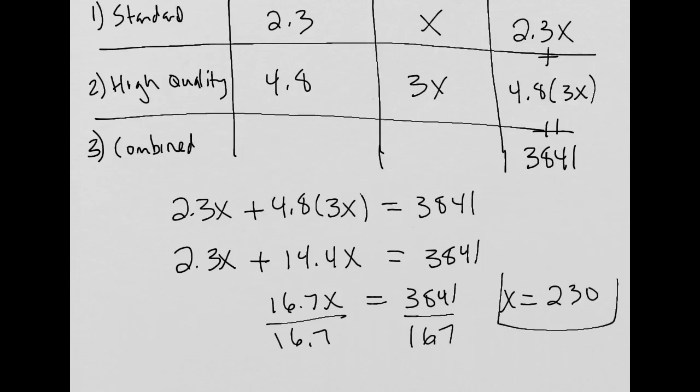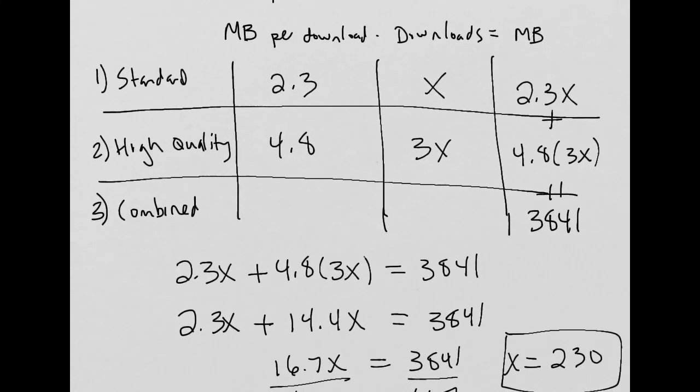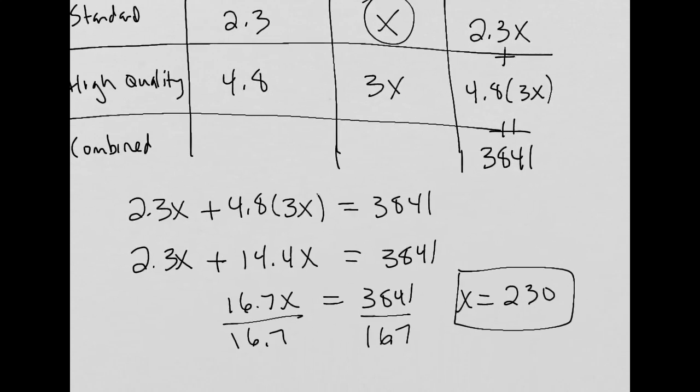And remember, because of the way that we labeled x, it was exactly what we were looking for. It was the number of downloads of the standard version. So we are all set. So our answer is there were 230 downloads of that standard version.